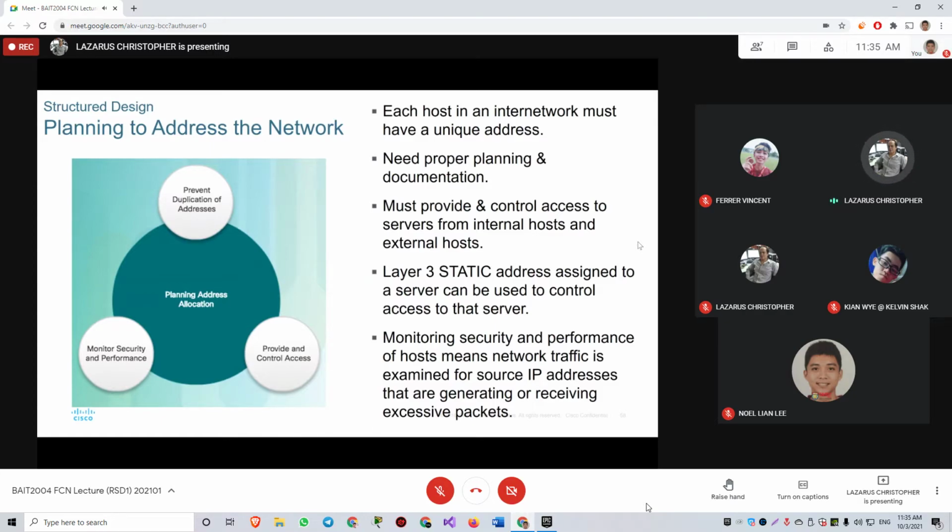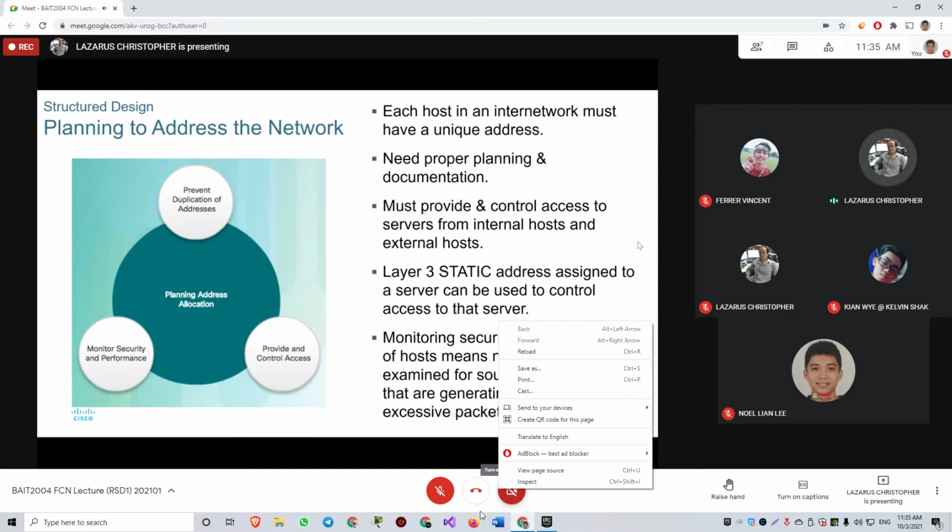Monitoring security and performance, of course, means network traffic is examined. Examine means you're filtering, right? Again, the point I mentioned: it's easier to filter a range of addresses rather than having to input one address after another, because you just jump between addresses, a whole range of addresses.